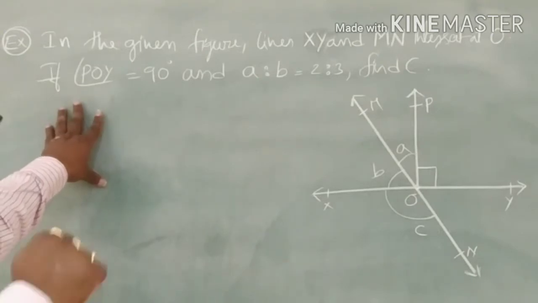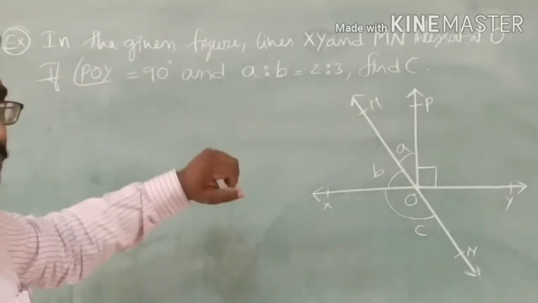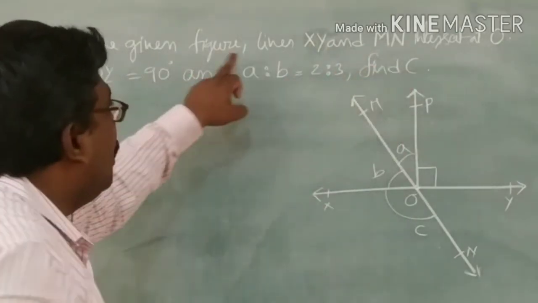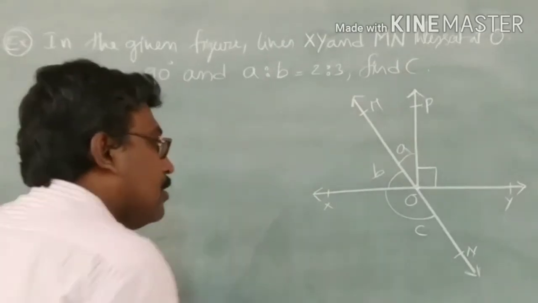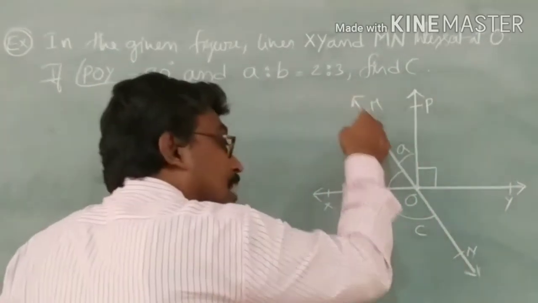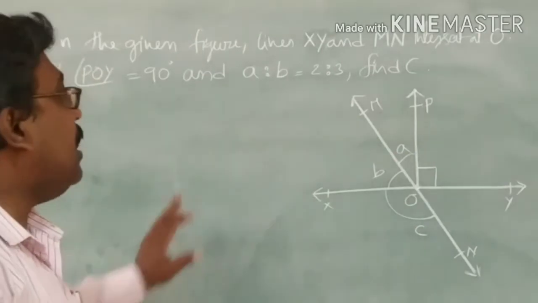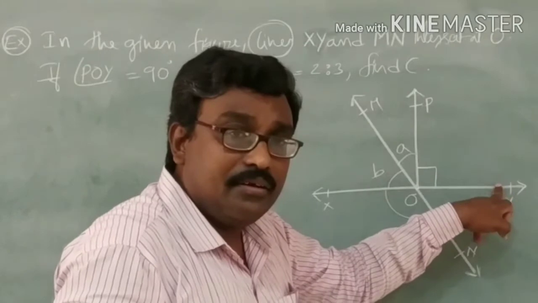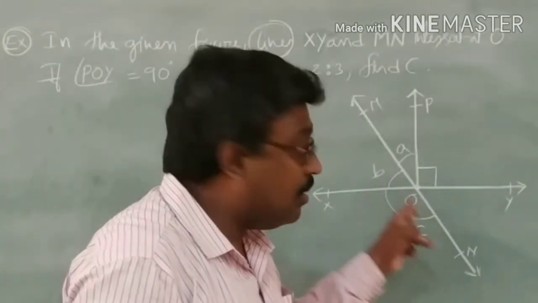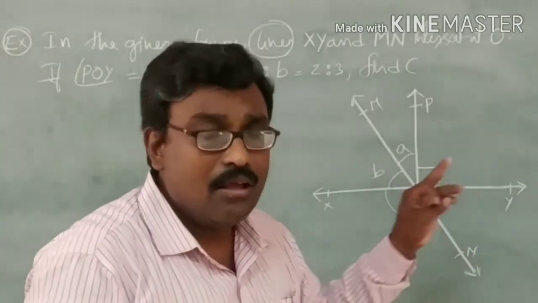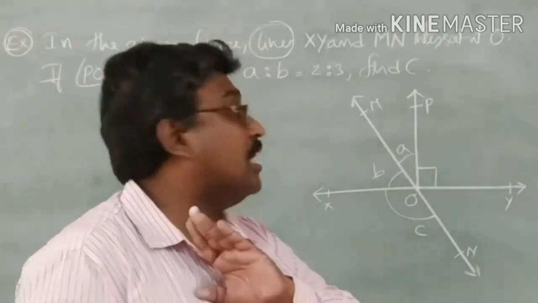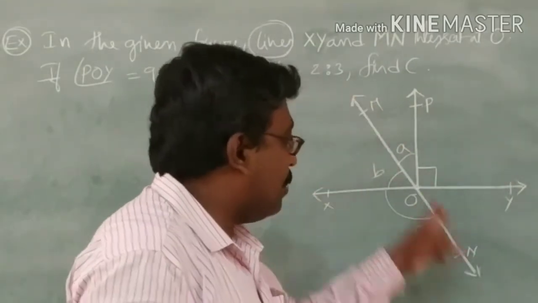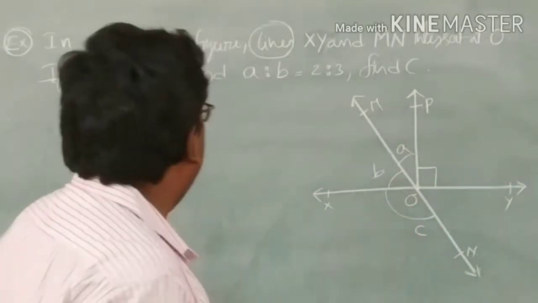Okay, we'll discuss one more example. In the given figure, lines XY and MN. XY is a straight line, MN is a straight line. Why did he mention lines? It is a straight line. That means this angle is a straight angle. The straight angle is 180 degrees. XY line and MN line intersect at a point O.